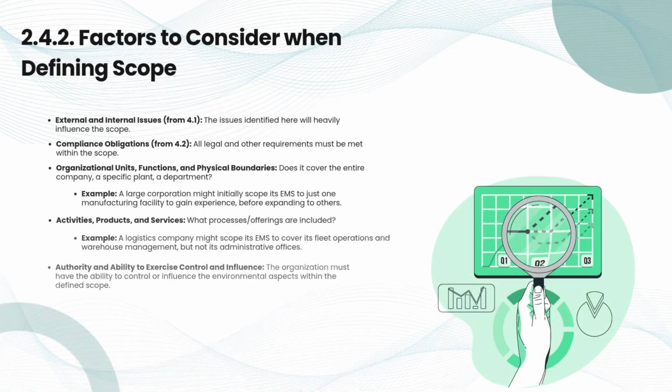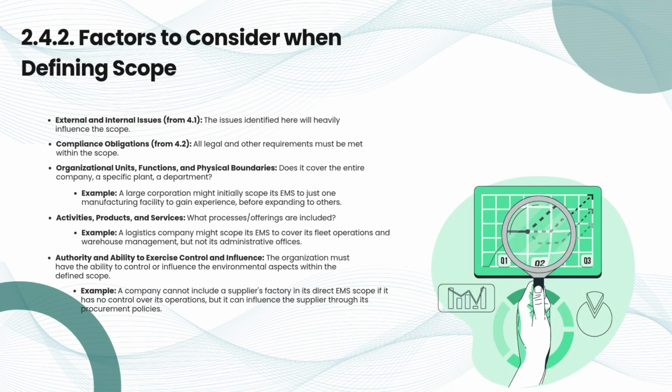When you're defining your EMS scope, several factors must be considered. Firstly, revisit the external and internal issues we just discussed, from Clause 4.1. These issues will directly inform what needs to be included in your EMS. Secondly, your compliance obligations, from Clause 4.2, are non-negotiable. Whatever your scope is, all relevant legal and other requirements must be met within it.